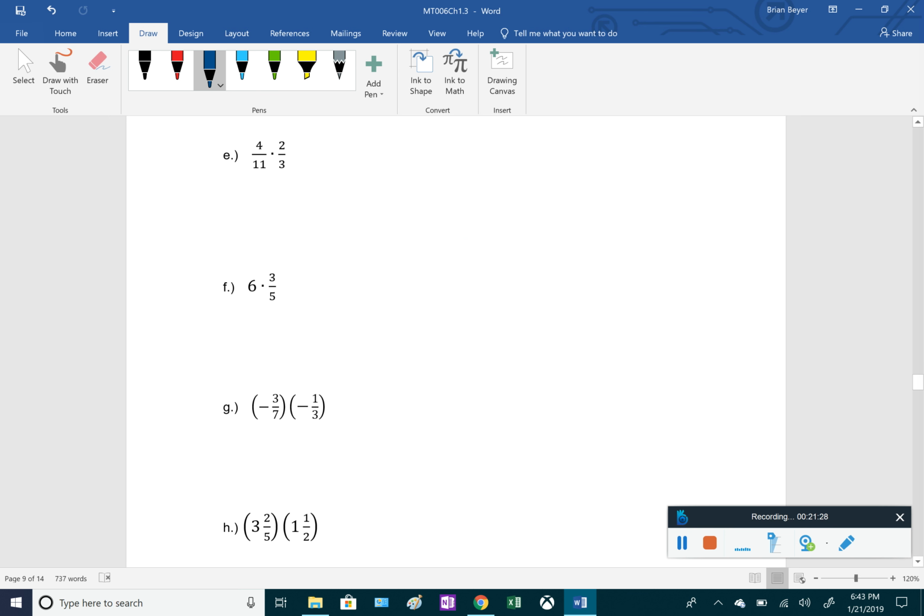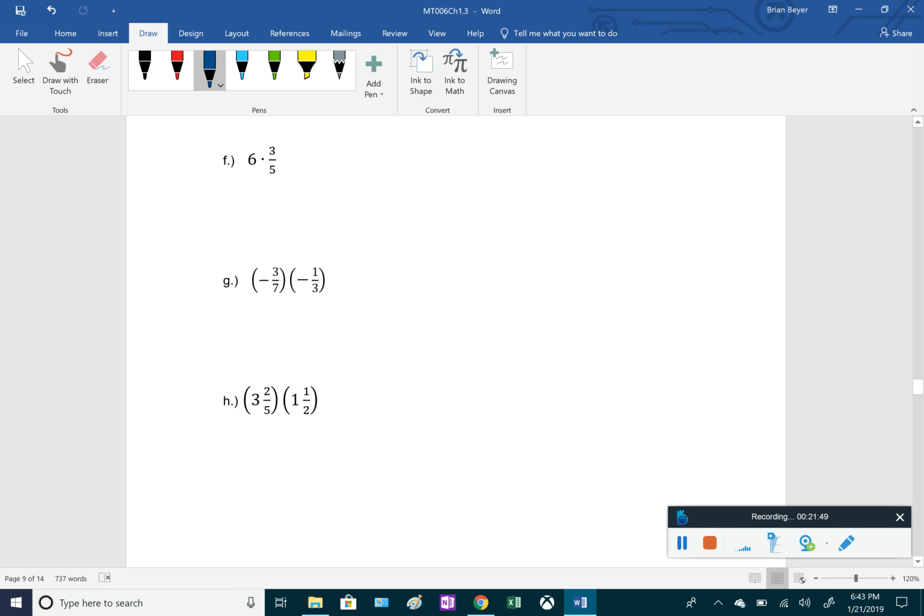Okay, let's do a couple more here to make sure we're good, because obviously this concept's pretty important. So we have 4/11 times 2/3. Once again, I'm going to recognize no common factors are going to end up canceling. So multiply straight across. 4 times 2 is 8. 11 times 3, 33.